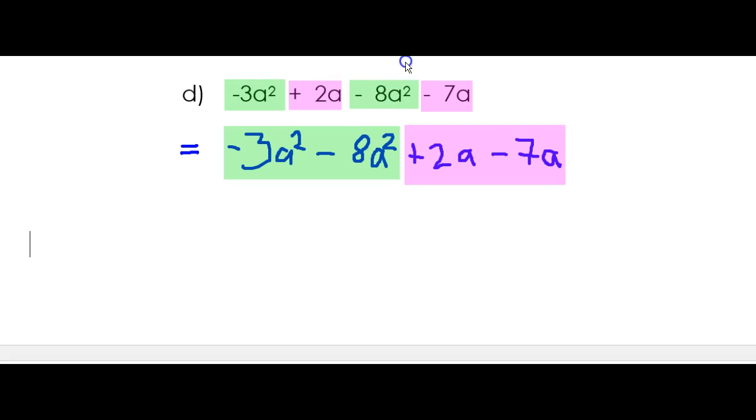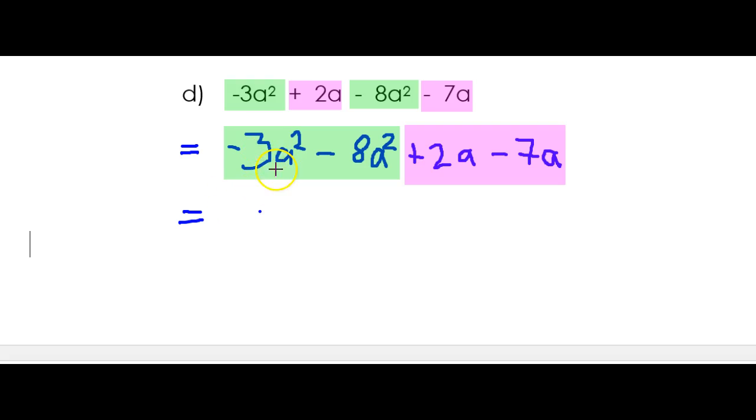Final step is, of course, to just simplify if possible. And by the way, it's not always possible. Sometimes there's only one of a particular term and you can't simplify any further, so you just kind of tag that on to the end.